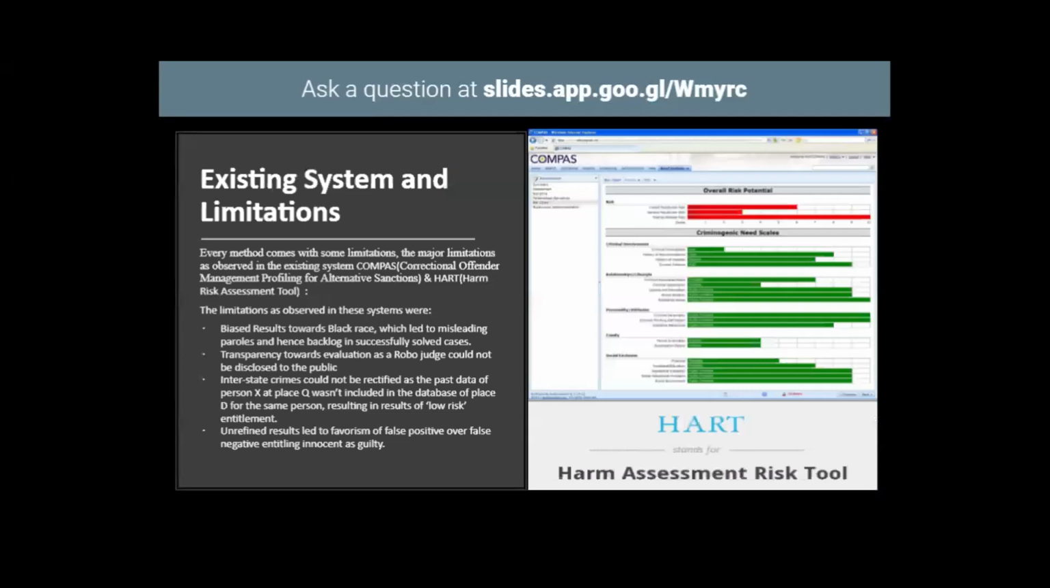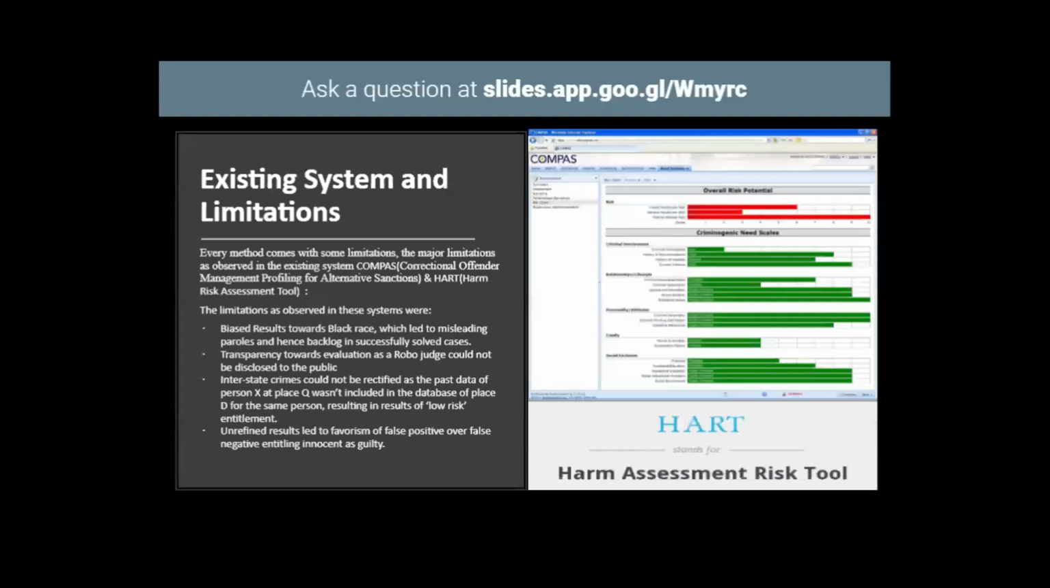Here is our initiative, legal expert, a predictive technology. We have existing systems, COMPAS and HART. These are technologies introduced in the Durham Constabulary, and these models are used for criminal profiling and also for assisting judges, because there they have a kind of robo judge. So these are the software that they have been using, and the limitations are biased results towards the Black race.